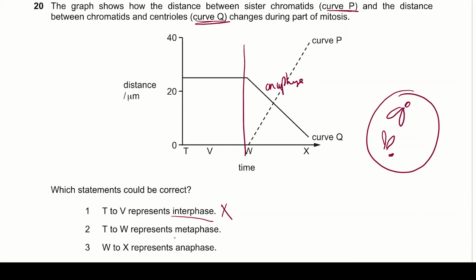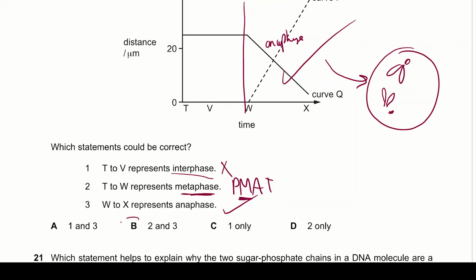2. T to W represents metaphase. Metaphase is correct because it comes right before anaphase. We have here PMAT. It comes right before anaphase. W to X represents anaphase. In this case, this is definitely going to be correct, as we mentioned, for the reasons. So as we see here, the answer is going to be B.